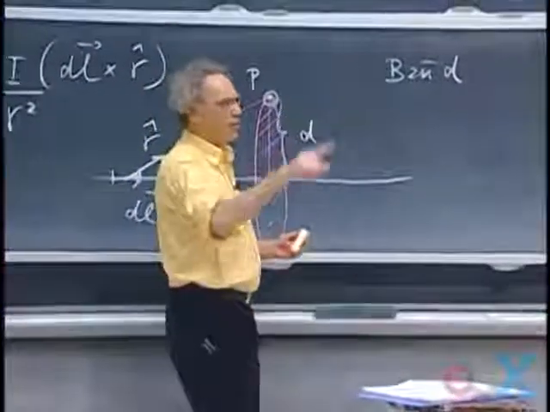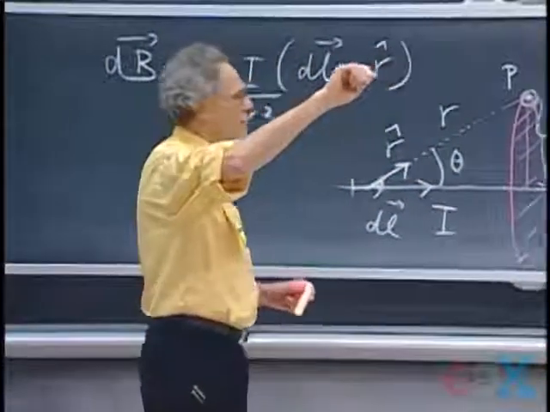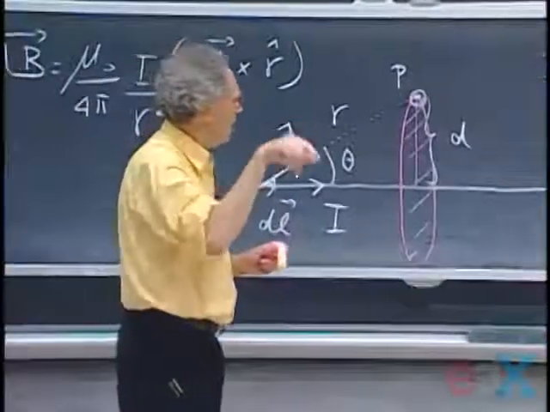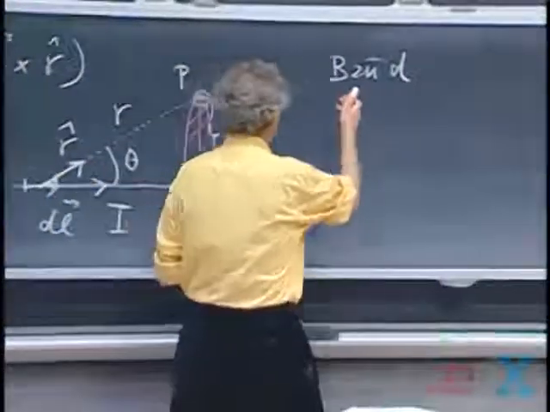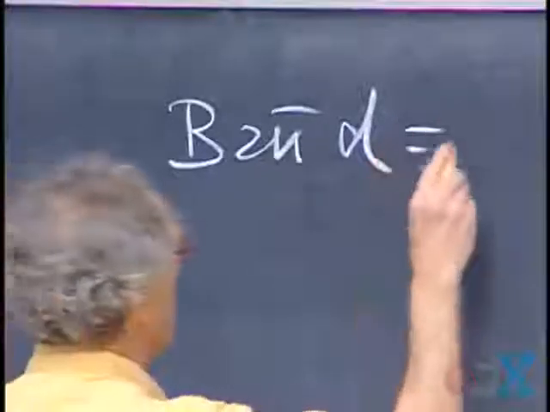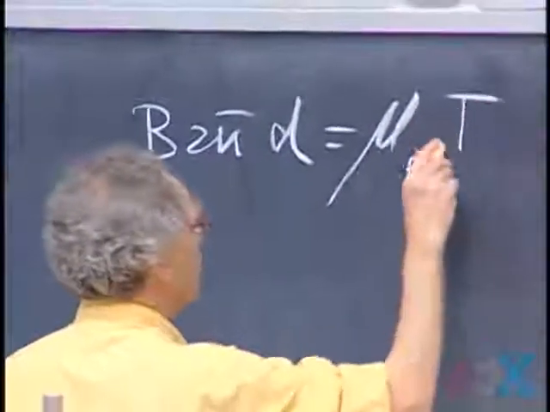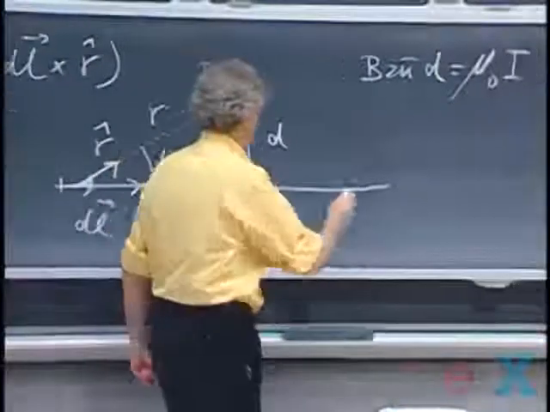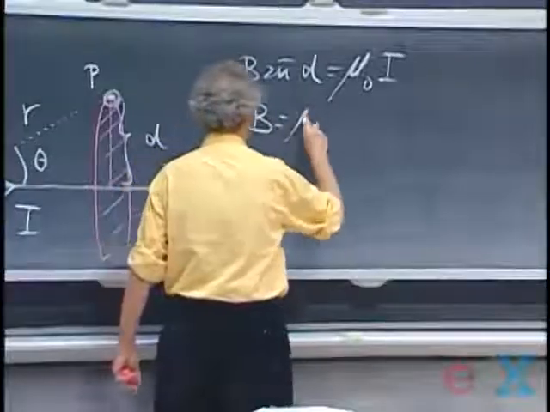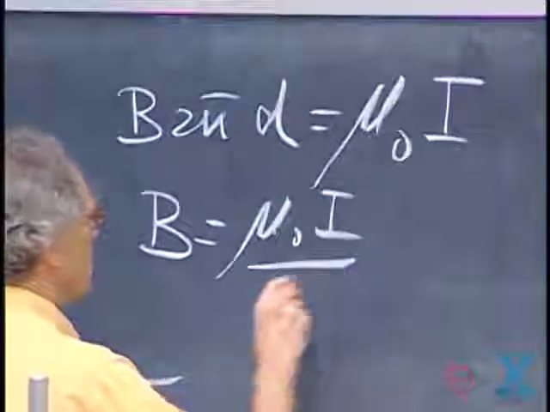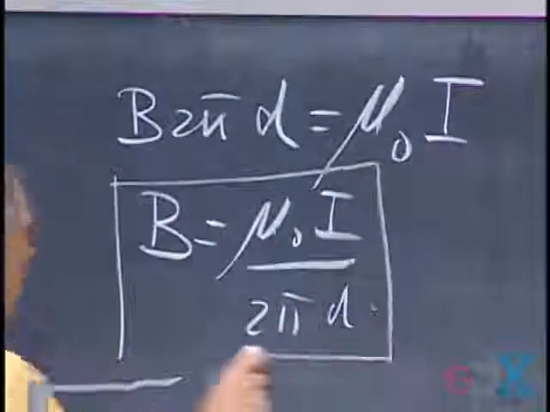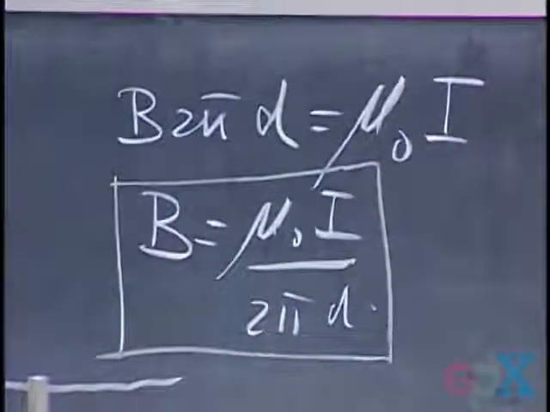So as I go around the circle, B and the dl that you see there at the bottom are in the same direction. So I get 2 pi B times d equals mu 0 times the current that penetrates that surface, and that is I. And so the answer is very simple, mu 0 I divided by 2 pi d. That's the way you would do this problem, and you would stay away from Biot-Savart.